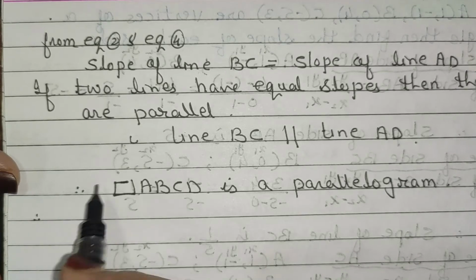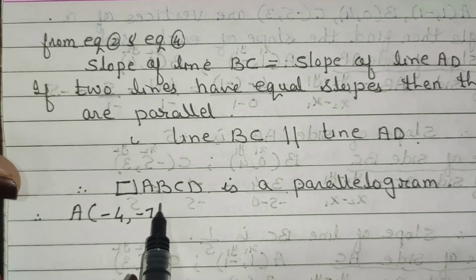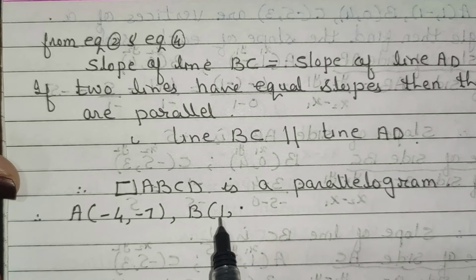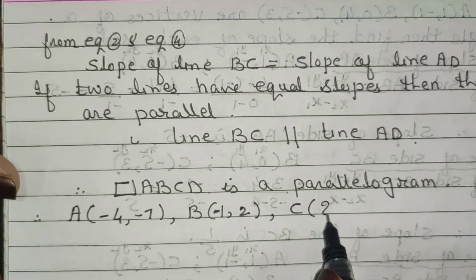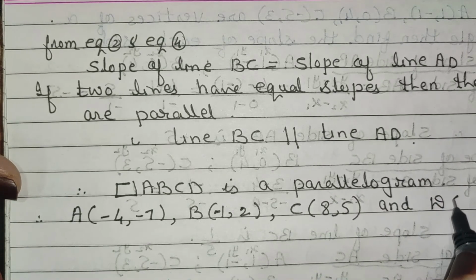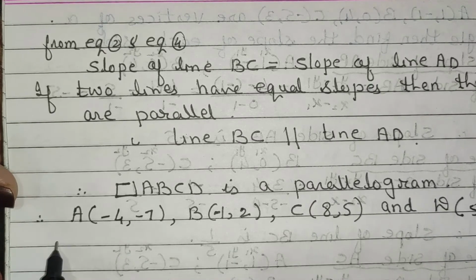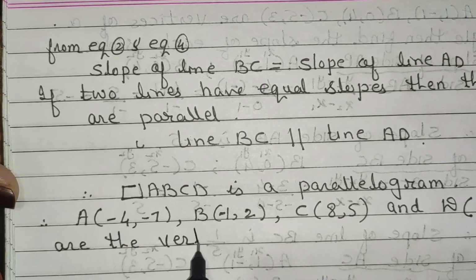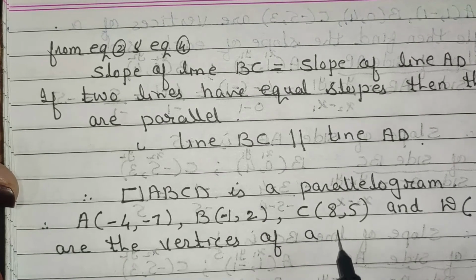Therefore, write down the answer here. Points A(-4, -7), B(1, -12), C(8, 5) and point D(5, -4) are the vertices of a parallelogram.